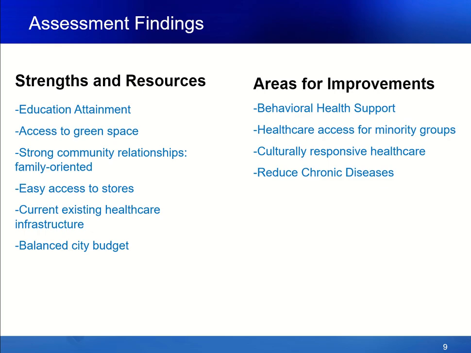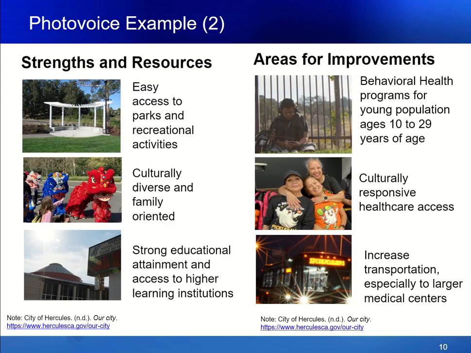The city is defined as prosperous. It is a suburban city with demonstrated strengths in respect to infrastructure of community livelihood. Areas for improvement are within healthcare equity, for behavioral health and support for the younger population, which are needs for culturally responsive healthcare services for minority adult populations, and also the need for increased transportation, especially for vulnerable populations.